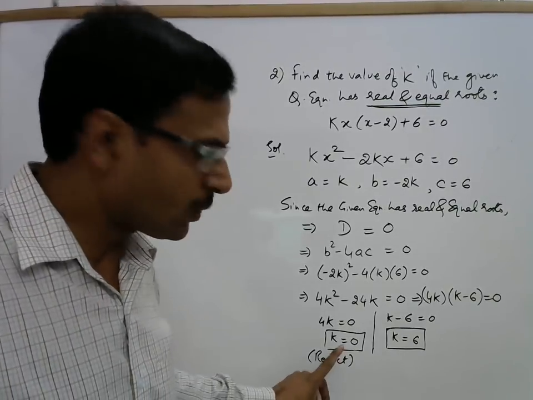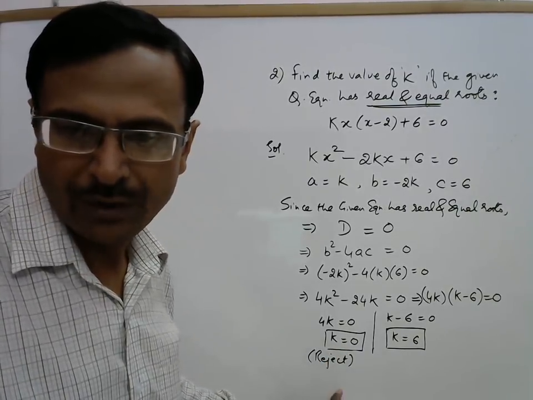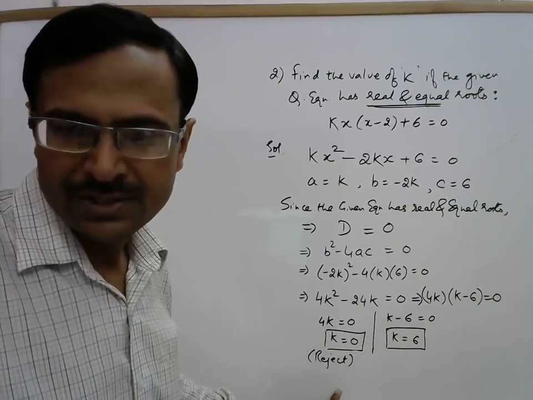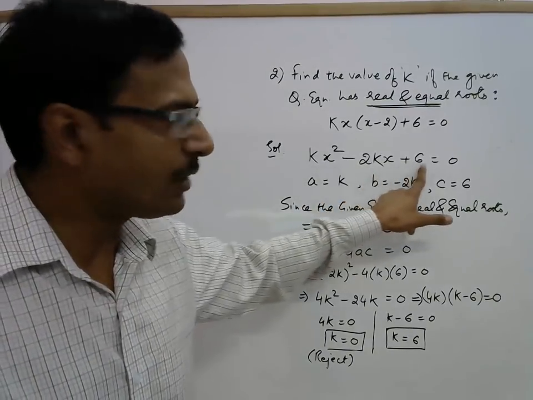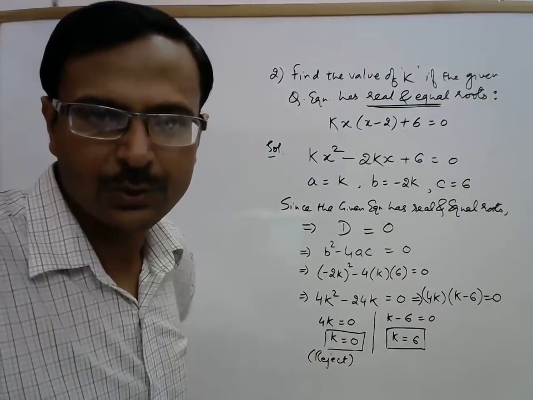Yeah, k equal to 0 is rejected. Just now I told you why we are rejecting a particular value. Just put k equal to 0 here and you will realize that 6 is not equal to 0. You cannot have that value.